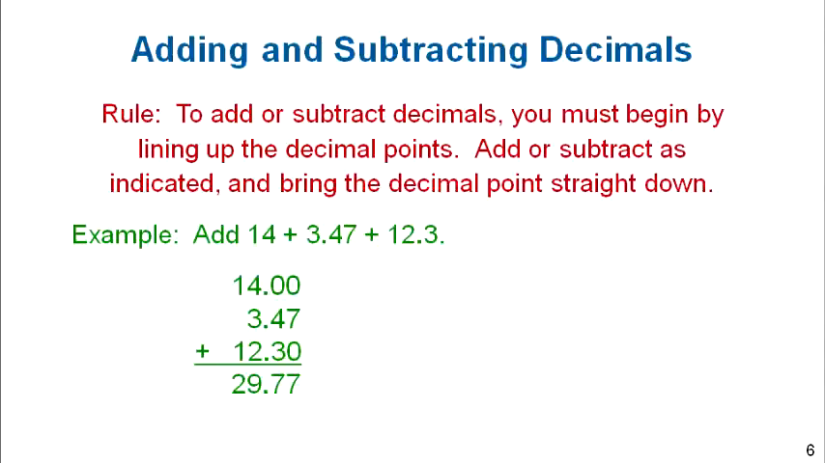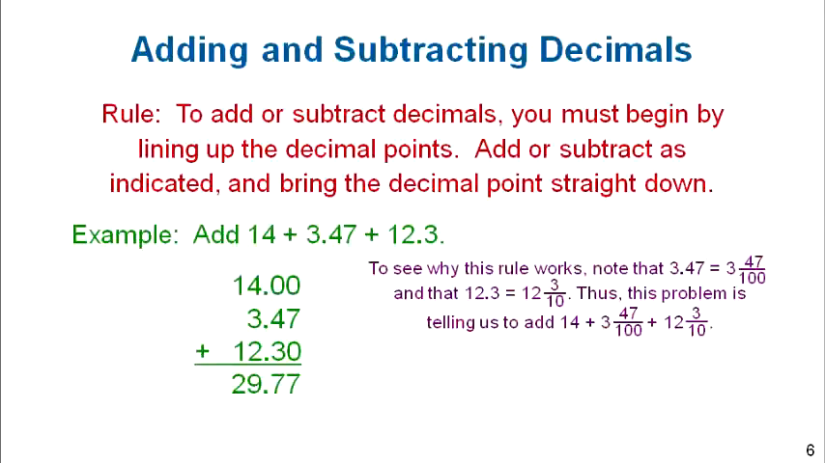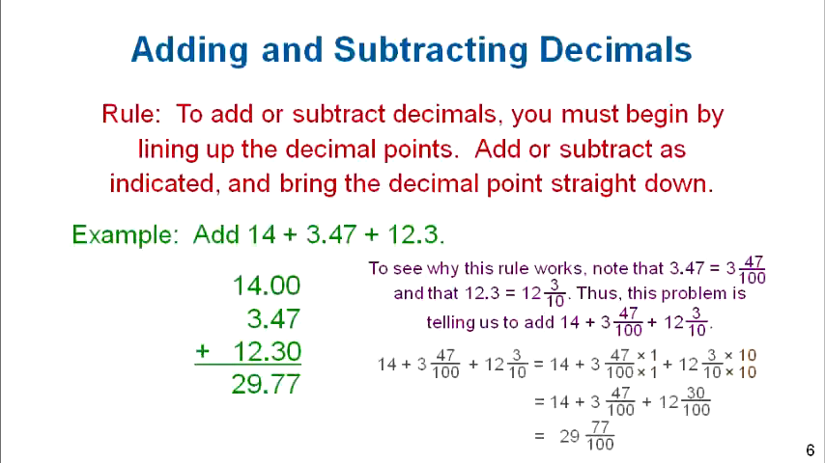To see why this rule works, note that we can write the decimals as mixed numbers, and so this problem is equivalent to the one you see here. To add these mixed numbers, I will use the method I called method number 2 for adding mixed numbers in the video on fractions. I must get a common denominator, and then I can add the fractions and whole numbers separately.